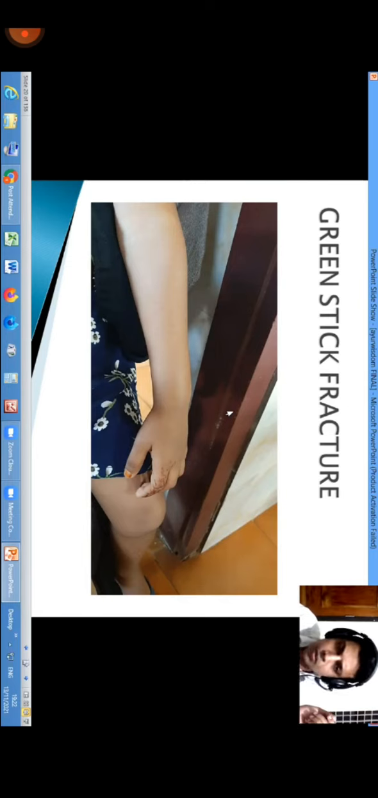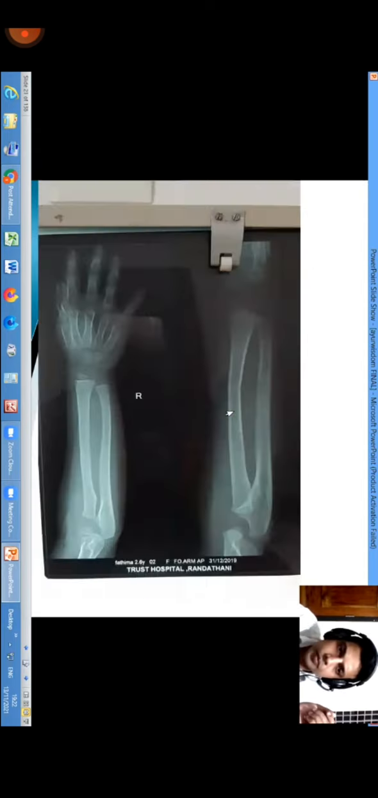A simple bandage with a muruvana and a sling for 5 days or a week is enough, and give anti-inflammatory drugs. This is another case. Here the beam stick fracture of the radius is clear.